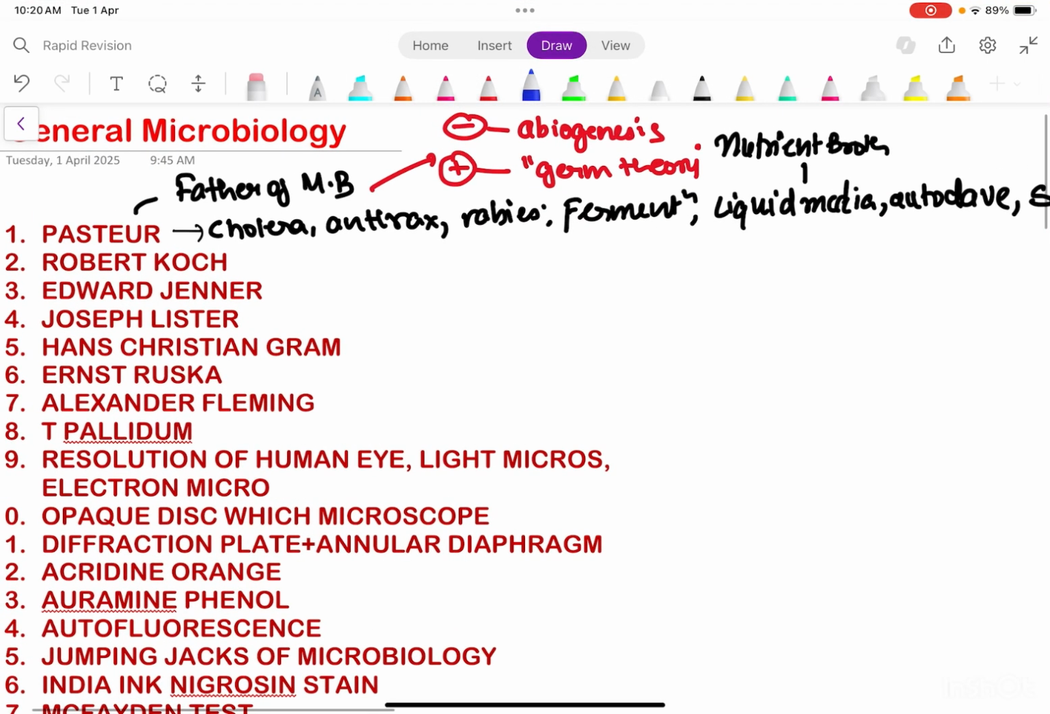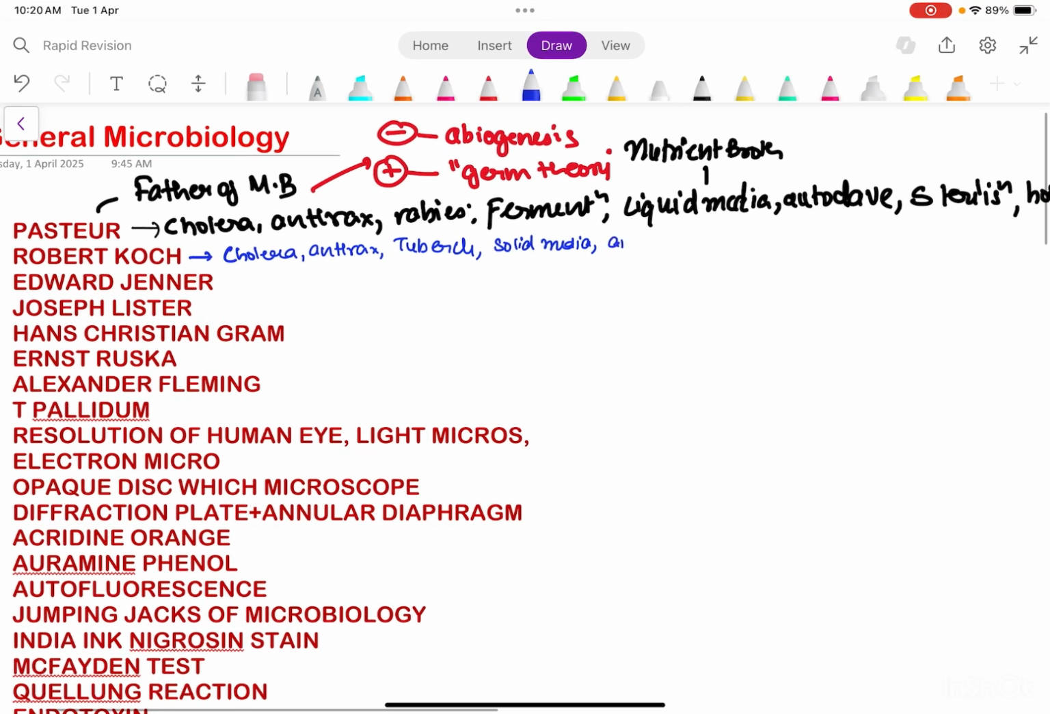In Robert Koch, you have to remember that he worked on cholera, anthrax, and tubercle bacilli. He gave solid media. He used aniline dye for contrast media, and he also showed hanging drop motility in bacilli.